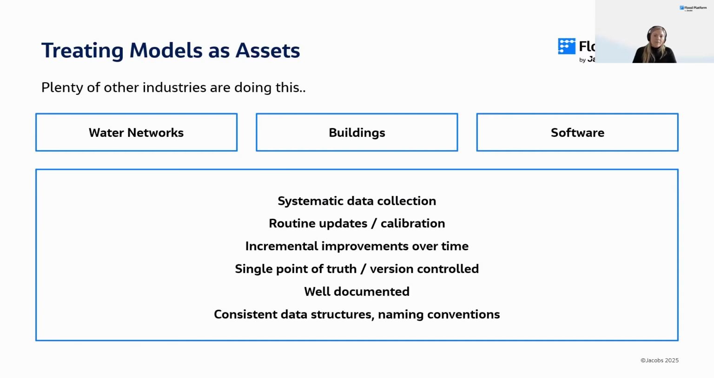And something that they all have in common is the way they treat their models. So they have systematic data collection. Sewer network models are updated every 3 to 5 years. They create new data, they recalibrate, and they work on that same network model to improve it. They don't throw it out every 5 years and start again, they incrementally improve it.